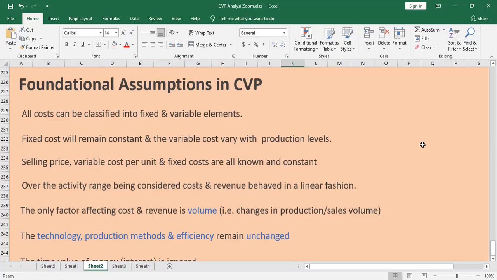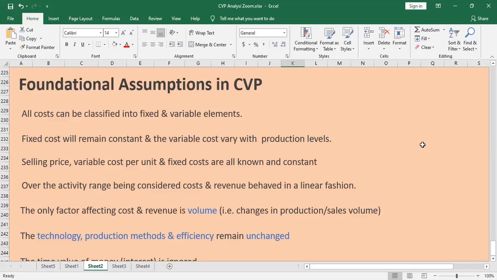But therefore, in practical, it is very difficult for us to identify, it is very difficult to put each and every cost element into these two baskets, fixed cost or variable cost. It's quite difficult. So this particular fundamental assumption becomes a limitation itself.